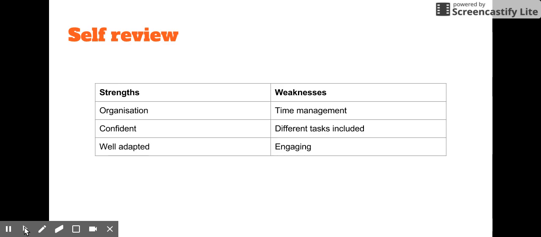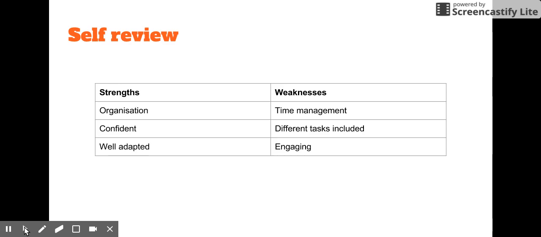Another one of my strengths I saw within myself was that I was well adapted. So I had a few people in my group that were injured, some had back injuries and stuff like that. So I could adapt my session to their needs so they could still take part, but they just didn't do anything too heavy that would affect their injuries or anything like that.